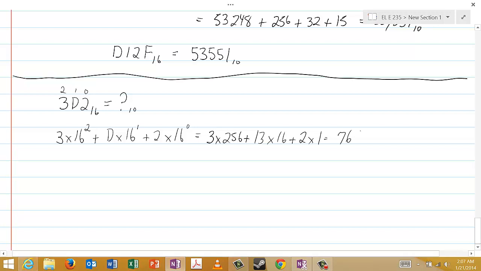And this will give us 768 plus 208 plus 2, and we get 978. So we are concluding that 3D2 base 16 is equal to 978 base 10.